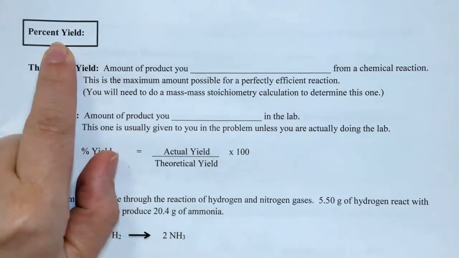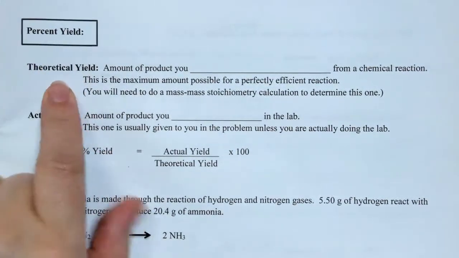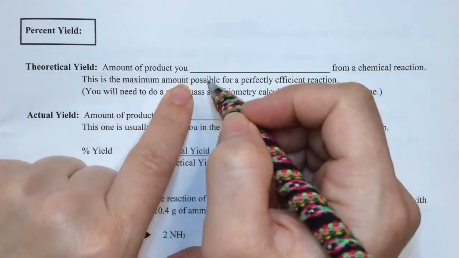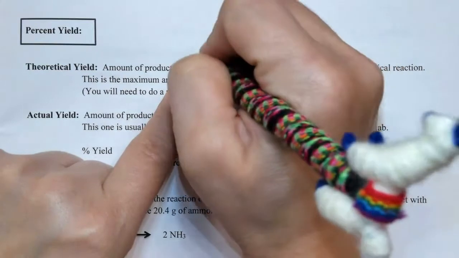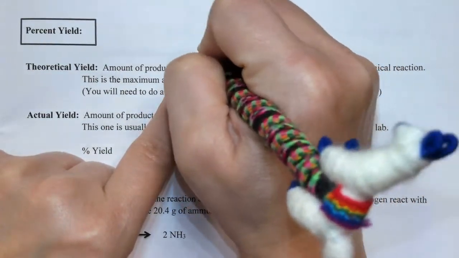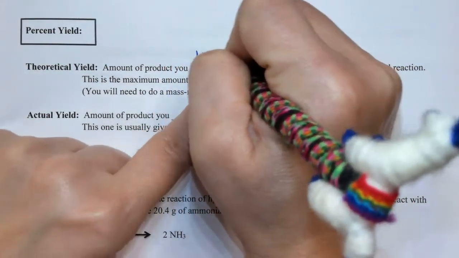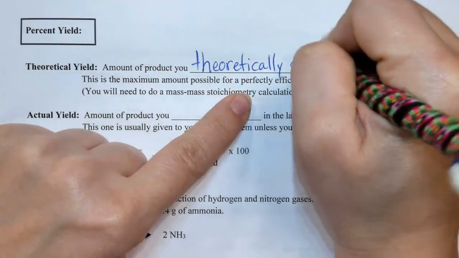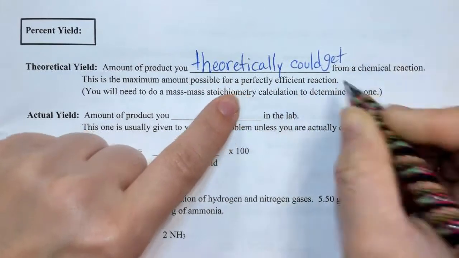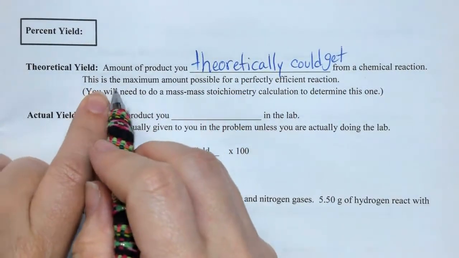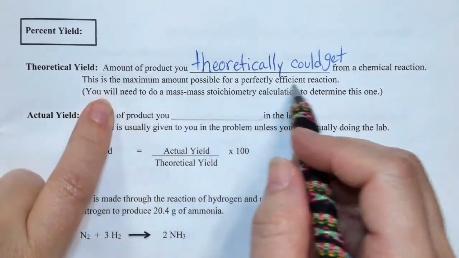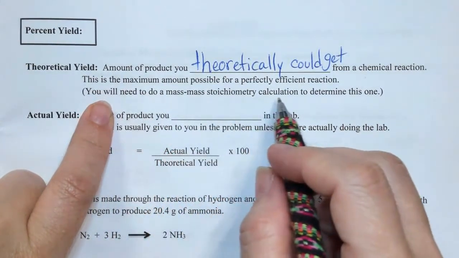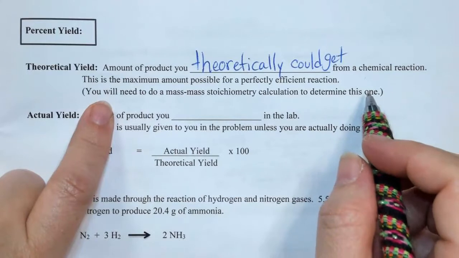Our final notes for the unit pertain to percent yield. A theoretical yield is what we've been calculating on paper, and it's the amount of product you theoretically could get from a chemical reaction. This is the maximum amount possible for a perfectly efficient reaction. You'll have to do a stoichiometry calculation to get a theoretical yield.